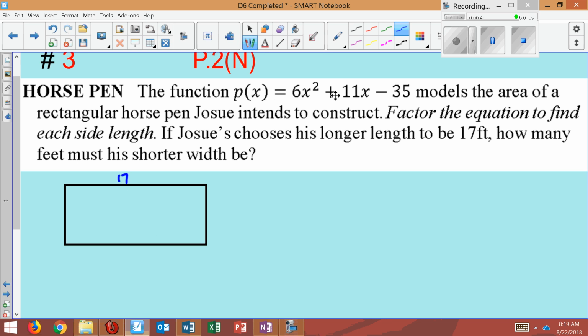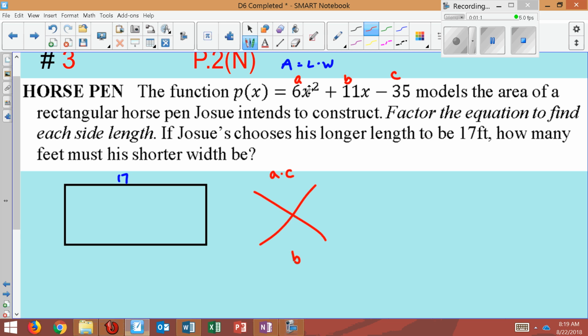Well, if this is area, what we could do is factor it, and we get two lengths that multiply times each other. Now remember, area equals length times width. So really, if we factor this, we'll find the length and the width. So I'm going to use this x method. Remember, we have a times c on the top of the x, and the b goes on the bottom of the x. Now this is my a, this is my b, this is my c.